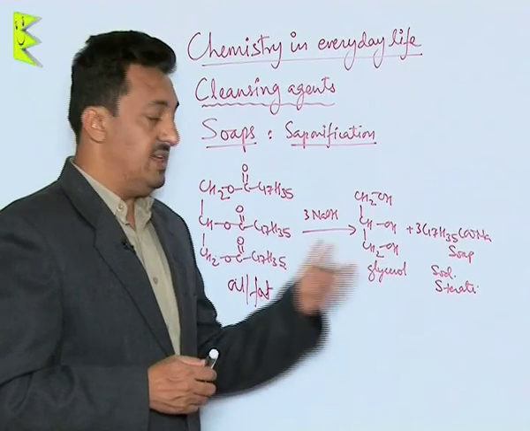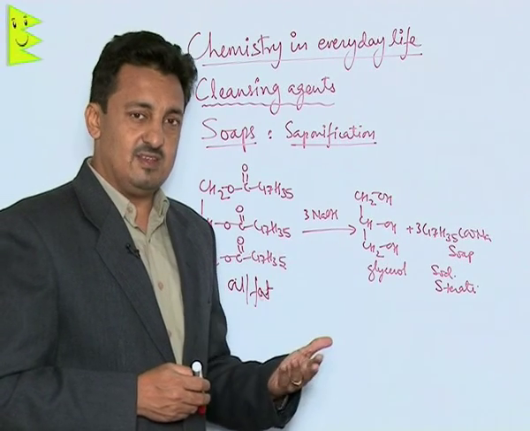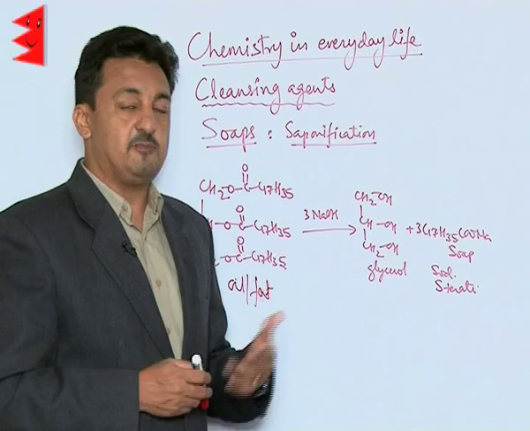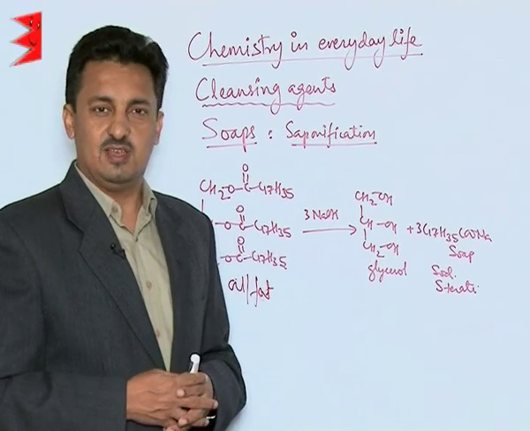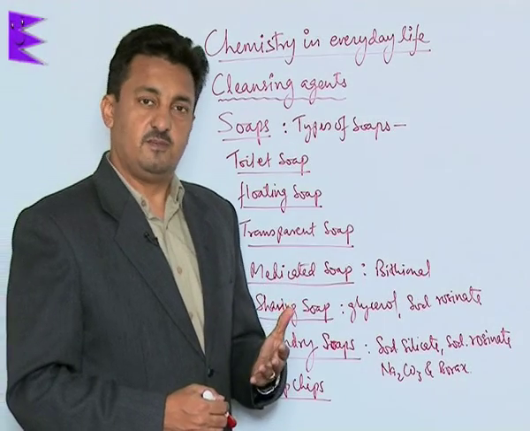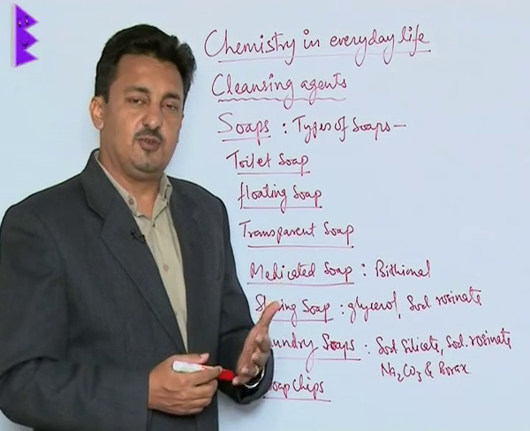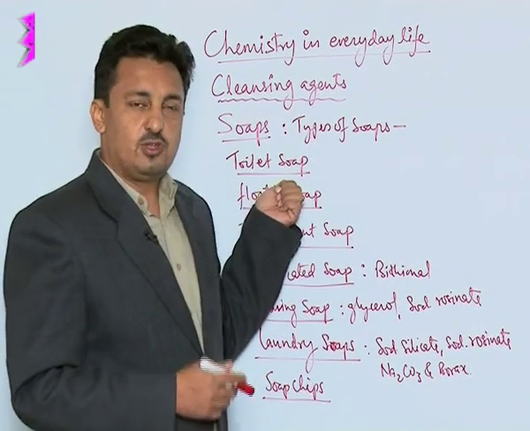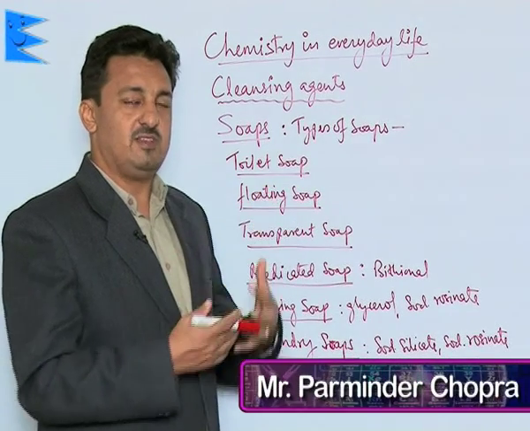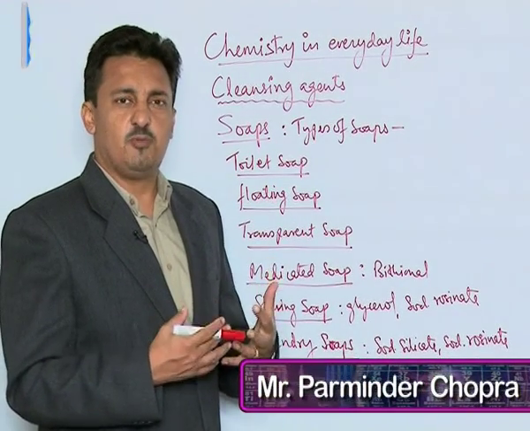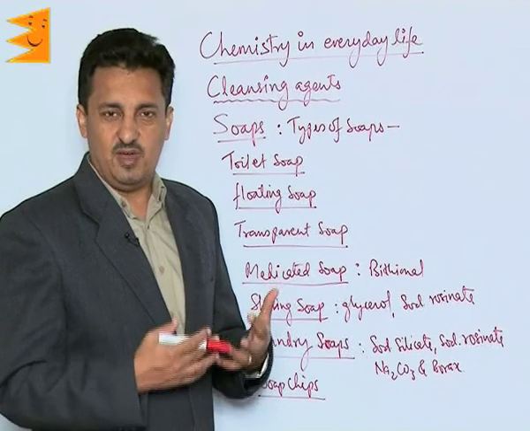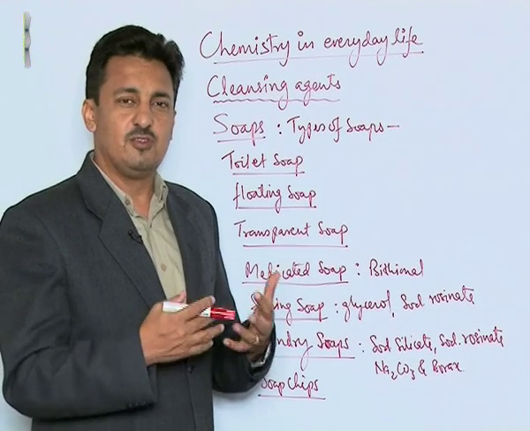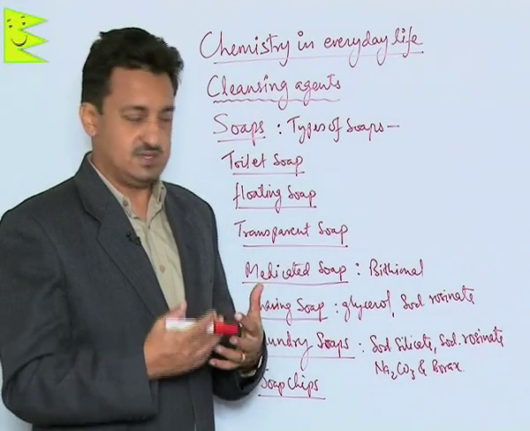Now the other most important thing, let us understand the different types of soaps which we use in our day-to-day life. Types of soaps. The soaps which we use in our day-to-day life are of many types, like toilet soaps. Toilet soaps are the soaps which are used for bathing purposes. These are made from better quality oils or fats, and perfumes or deodorants are added in order to make them more pleasant.